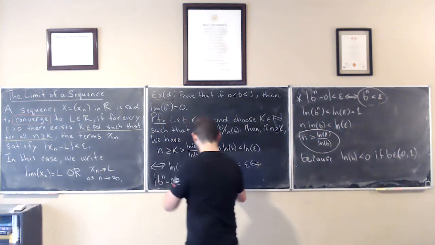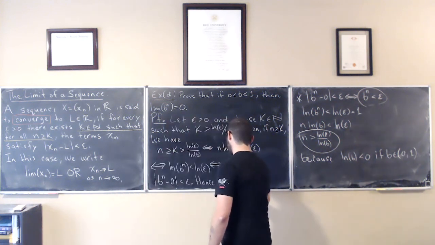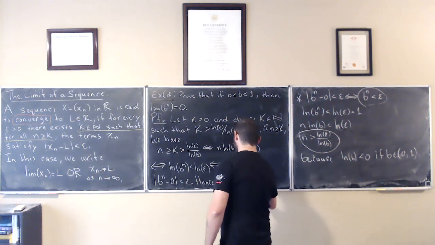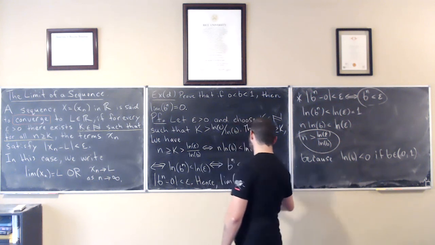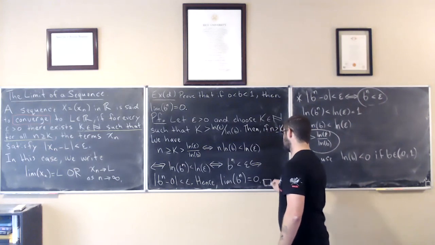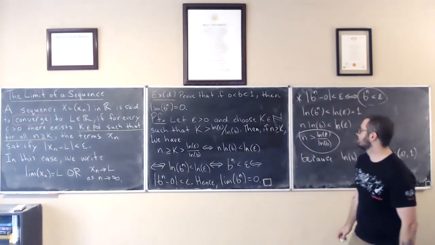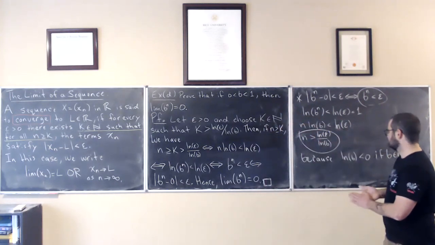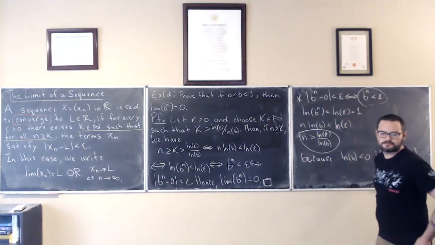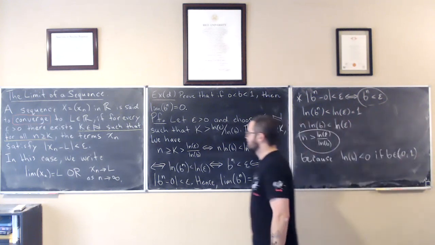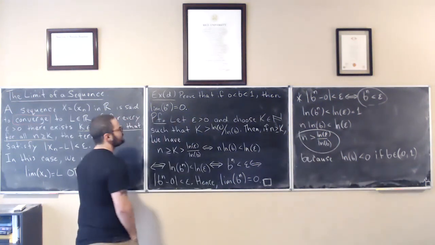Hence, the limit of b to the power n is equal to 0. And that's it. Maybe not the cleanest looking thing, but it works.